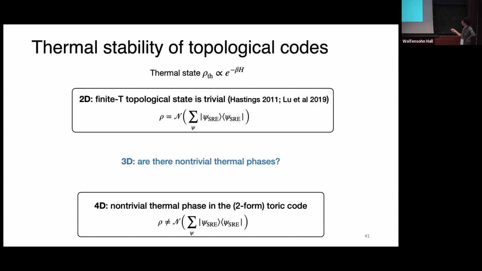Okay, so for 2D topological codes, the commuting projector code that we talked about earlier, this question was answered by Matt Hastings in his paper. Here's my rephrasing of his statement: the finite temperature topological state is trivial in the following sense. You can write the finite temperature density matrix, just a Gibbs state, as essentially, up to a quasi-local quantum channel, a short depth circuit, a convex sum, a mixture of short-range entangled states. This is a trivial mixed state, so this state is trivial in this sense. There's no long-range entanglement anymore. There's only classical correlation.